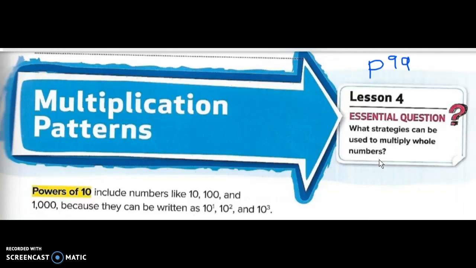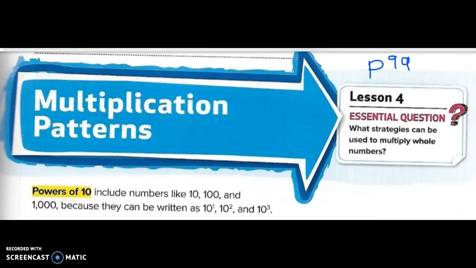Remember in the previous lesson, we used exponents. We're going to have a look at them again today to see how we can multiply. Today we are having a look at powers of 10. This includes numbers like 10, 100 and 1,000 because they can be written as 10 to the power of 1, 10 to the power of 2 and 10 to the power of 3.